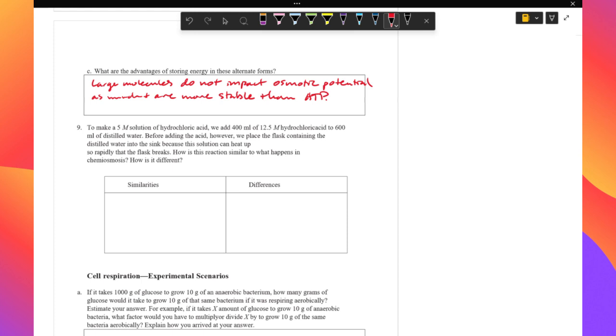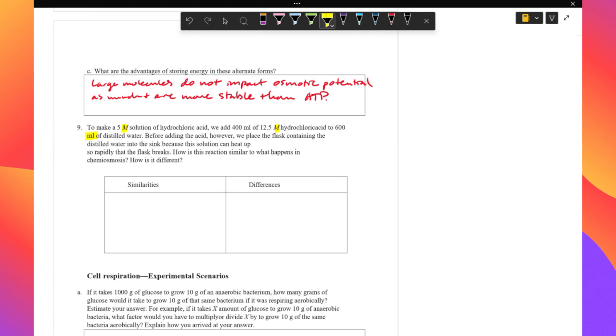All right. So to make a 5 molar solution of hydrochloric acid, we had 400 milliliters of 12.5 molar hydrochloric acid to 600 milliliters of distilled water. So we already know we're going to have to do some unit conversions because we've got molar, which is moles per liter, and milliliters, which is, of course, smaller than a liter. Before adding the acid, however, we place the flask containing the distilled water into the sink because the solution can heat up so rapidly that the flask breaks.